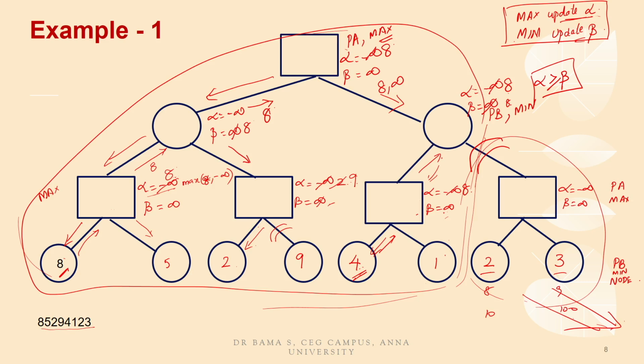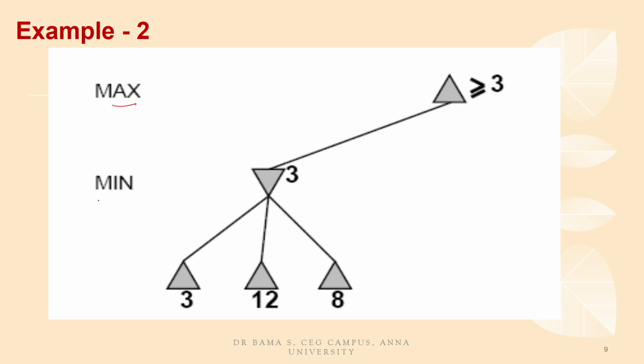Let us go through the second example, and the second example is from our book itself. So, assume that this is a max node, and this is a min node, and we have some heuristic values which are 3, 12 and 8. Now, with these 3 values, the min algorithm will get the minimum value of 3 here, and when it goes back, it will always be greater than or equal to 3.